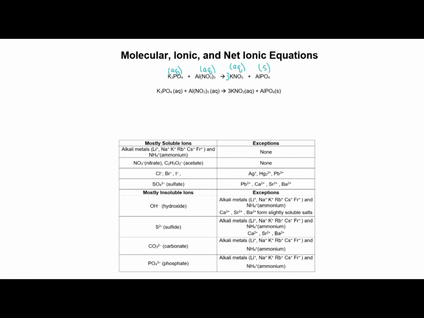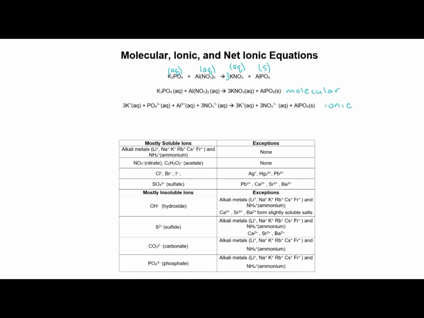Here we go. This is our molecular equation. Let's go from our molecular equation to our ionic equation. And the way we do this is we take all of the soluble salts and we're going to break those apart into their cations and anions. So here we go. This is our ionic equation.